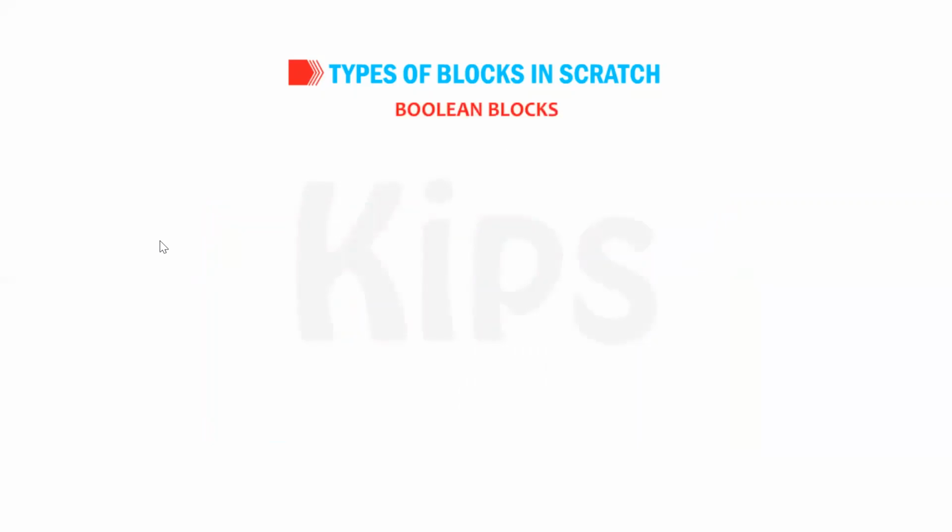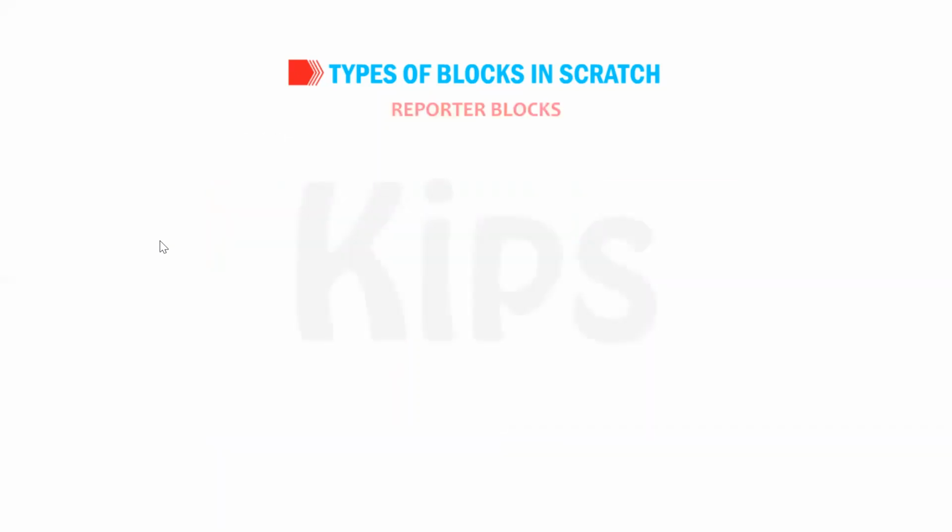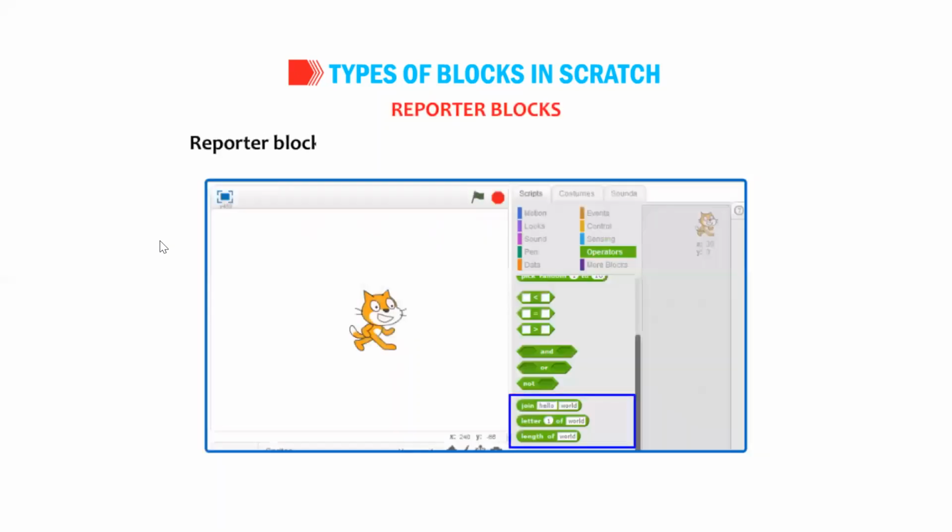Boolean blocks. Boolean blocks represent the conditional logic that returns either true or false. With a hexagonal shape, there are 13 of these blocks. Reporter blocks. Reporter blocks can hold values which can be numbers or strings. Shaped with rounded edges, there are 37 of these blocks.